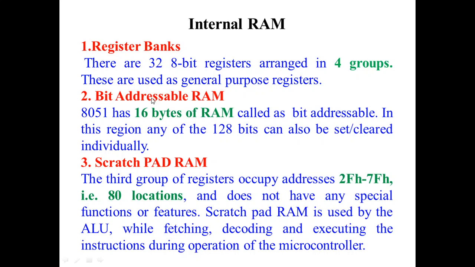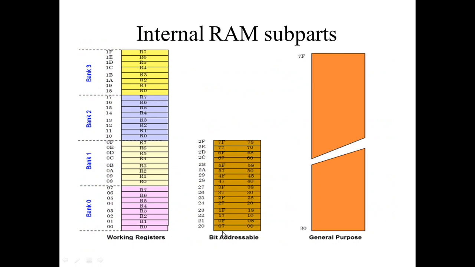Now the next section is bit addressable RAM. Now there are 16 bytes. These are the bit accessible area, that is 20 to 2F, that is 16 bytes. Now bit accessible means each byte you can use byte wise, otherwise bit wise. Byte means 8 bits and bit means a single bit.